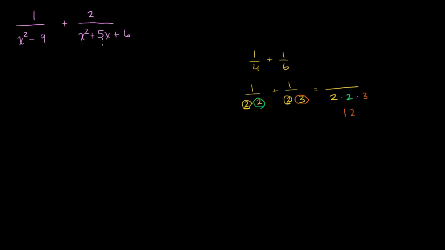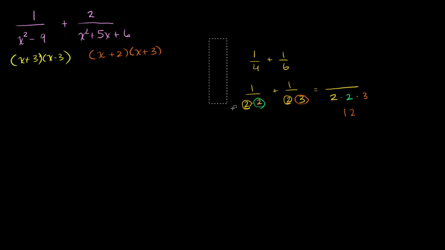We can factor both of these denominators. So x squared minus 9 is x plus 3 times x minus 3. It's just a difference of squares. And x squared plus 5x plus 6 is x plus 2 times x plus 3, right? 2 times 3 is 6, 2 plus 3 is 5. So what's going to be our common denominator?